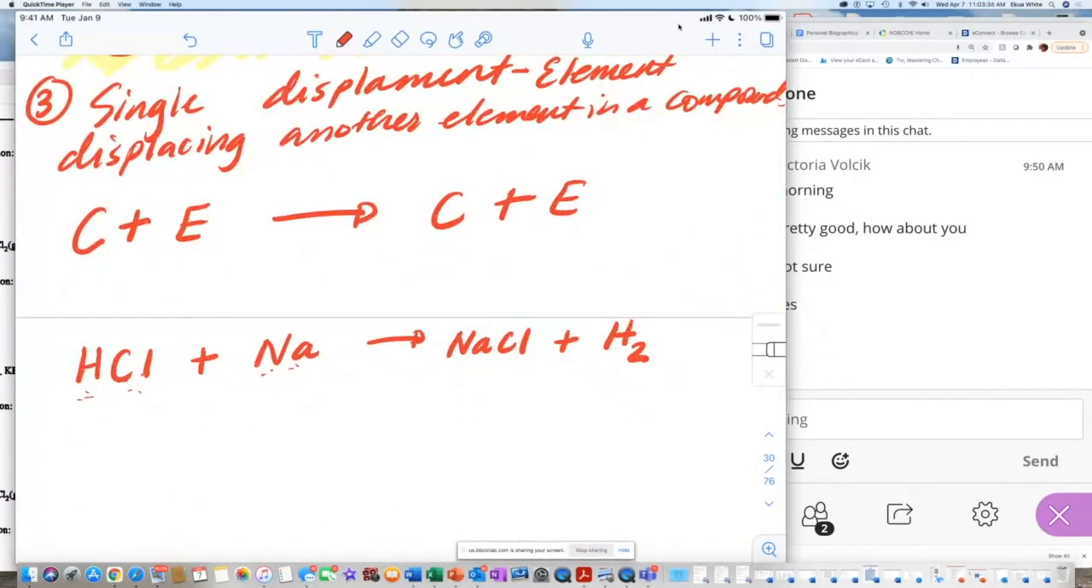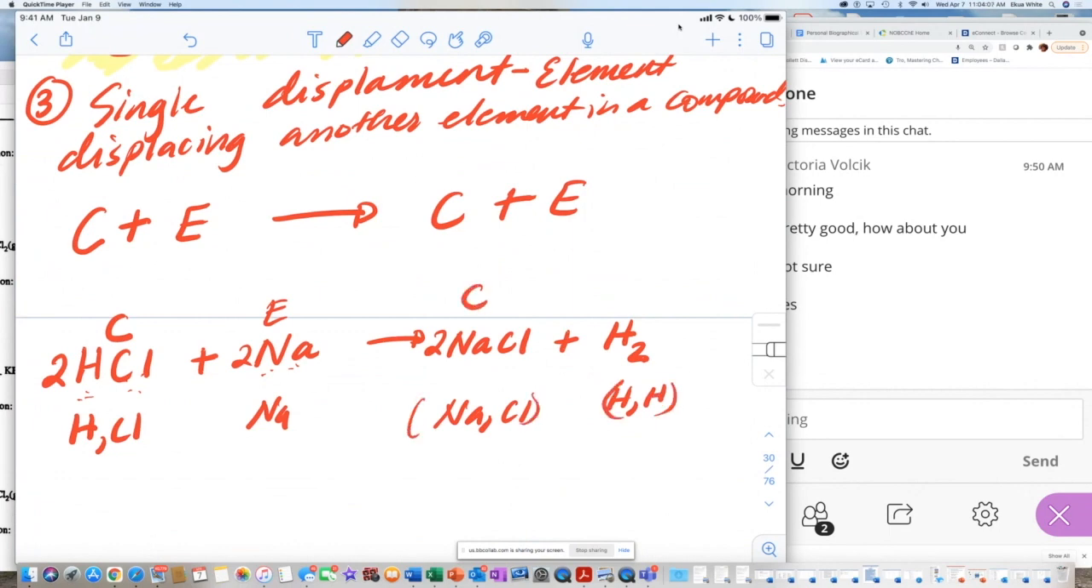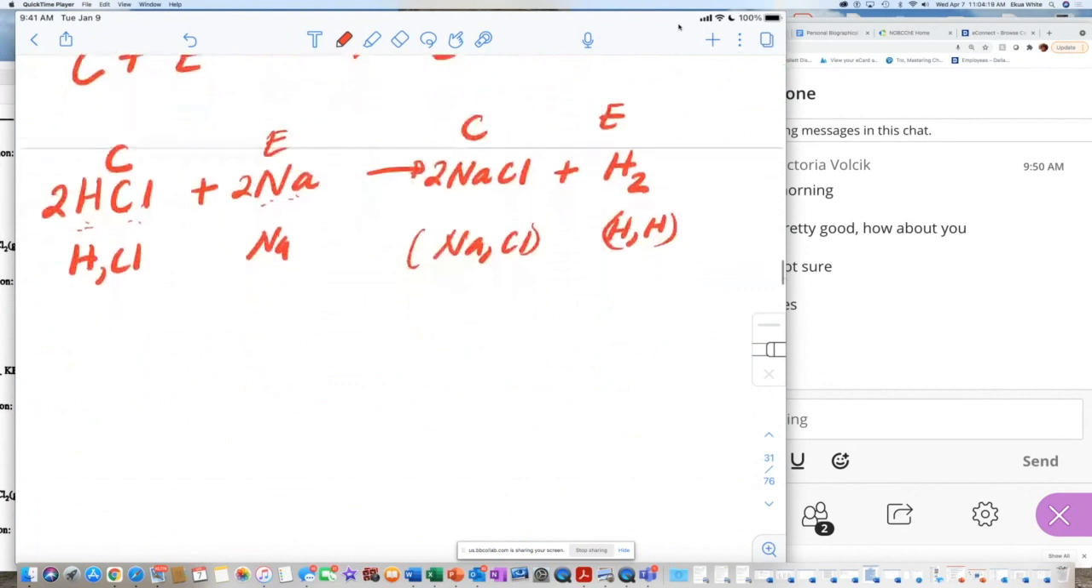So there, single displacement. For this, you have to double this to balance two right there, then double that, then double this. But bottom line here is, this is an example of single displacement because you have a compound made up of hydrogen and chlorine, an element made up of sodium, a compound made up of sodium and chlorine, and then an element, diatomic, made up of two hydrogens. So when you have that format, compound and element, it may be written in a different order, but if you have that combination, then you know that you have single displacement.